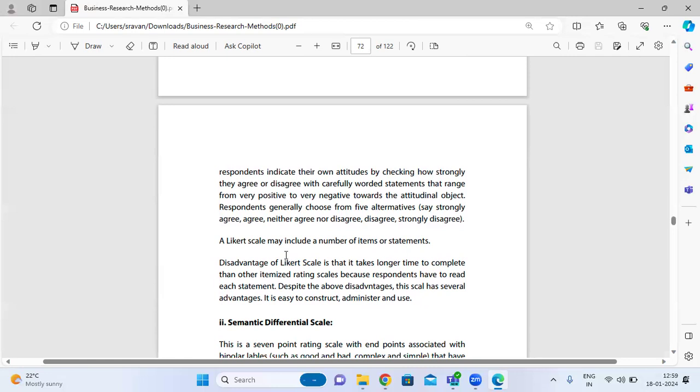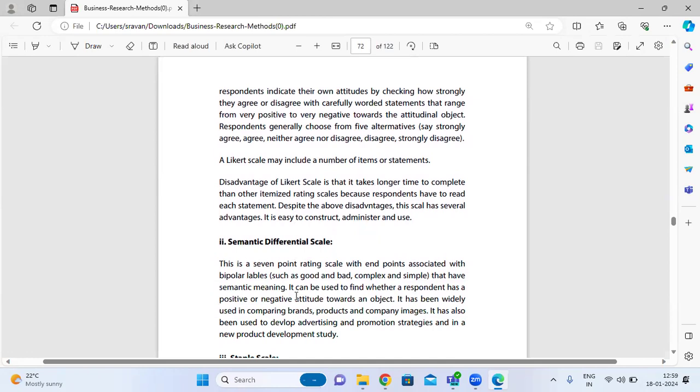A disadvantage of the Likert scale is that it takes a longer time to complete than other itemized rating scales, as respondents have to read each statement. However, it is easy to construct and easy to administer.